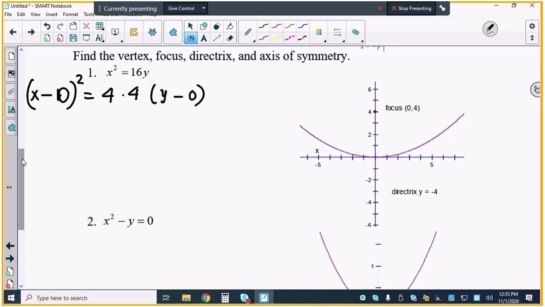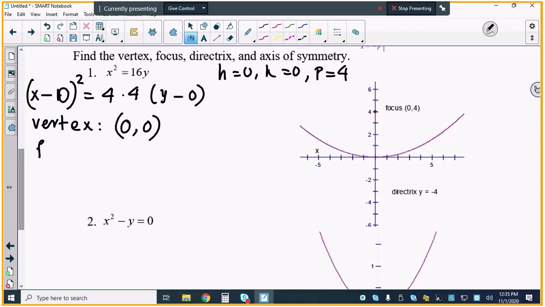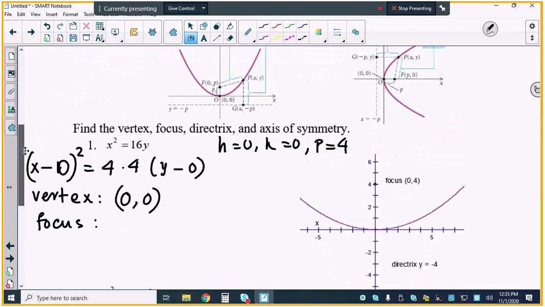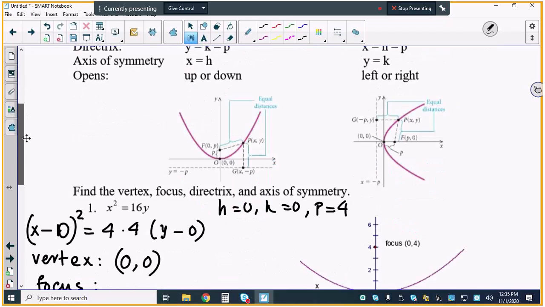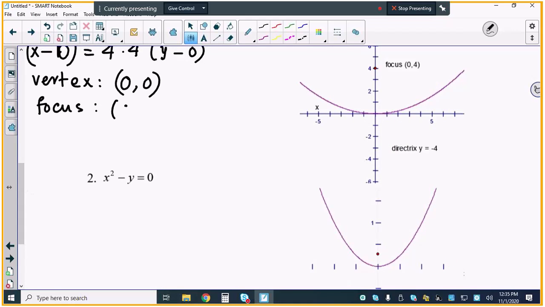It says find the vertex. Remember, the vertex of the parabola is given by (h, k). The term associated with x is 0, the term associated with y is 0 as well, so the vertex is (0, 0). Or if it helps, you can write down h equals 0, k equals 0, p equals 4 in this problem. The next one is the focus. Remember, in this type of parabola, the focus is the point (h, k plus p). So h is 0, k is 0, p is 4, so this is (0, 4).